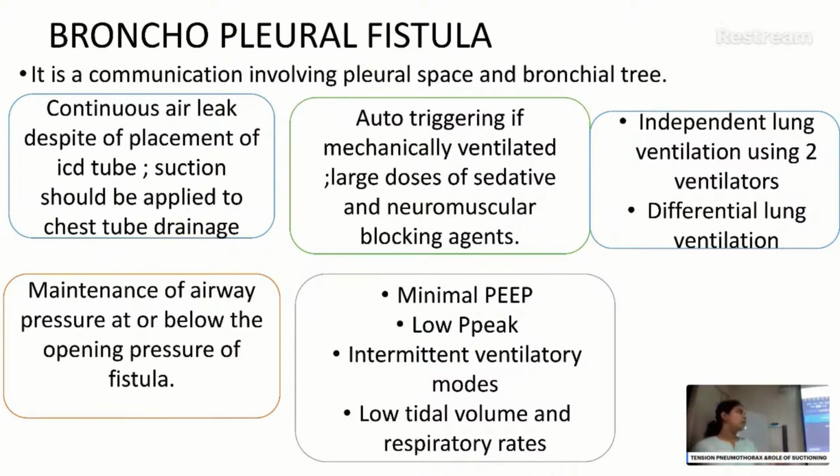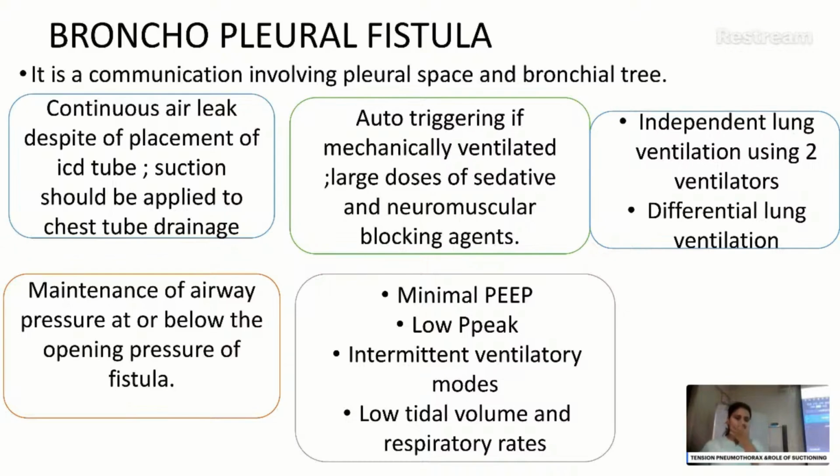So auto triggering से क्या होगा? Patients का frequency जो होगी respiration की वो ज़्यादा हो जाएगी. The frequency will be higher. So what will happen? We'll use more sedatives because the synchrony will get disturbed. We will think that synchrony is getting disturbed, so we'll give the patient sedatives. We'll give neuromuscular blocking agents that will further decrease the recovery of the patient.